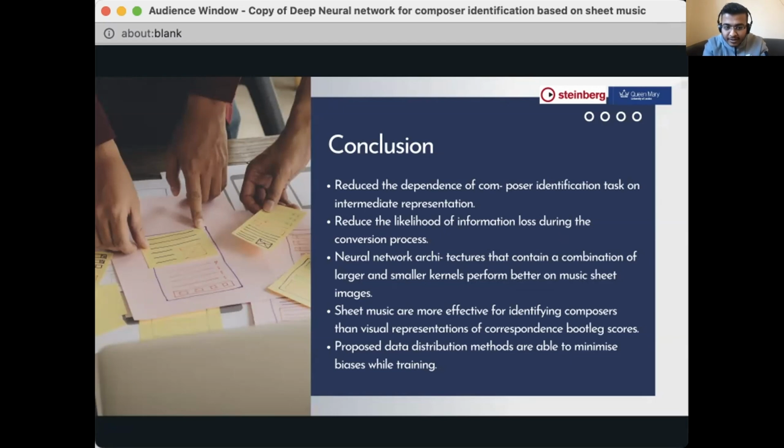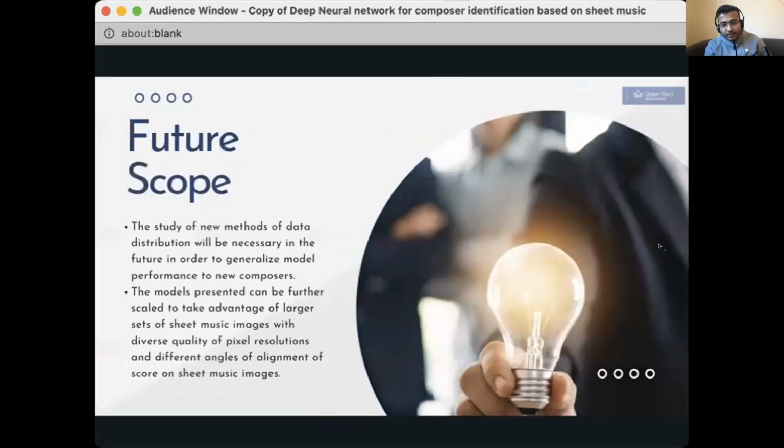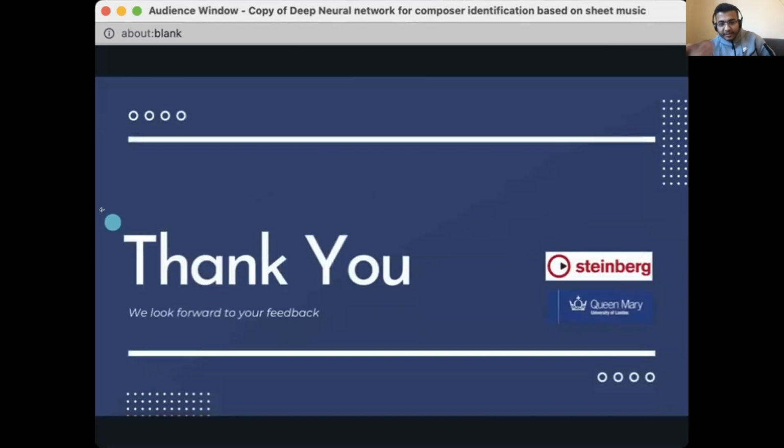The result of our study also indicates that neural network architectures that include a combination of smaller and larger kernels, as we are using multiple kernels in version 4 and version 1 of the inception blocks, work better on the sheet music representation. And we proposed a new type of data distribution method, which contributed a lot in our research. In future work, we can utilize different data distributions and different sets of data, and experiment with how it will work on those.